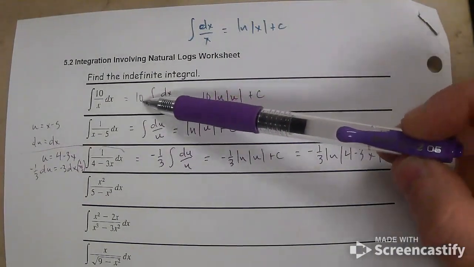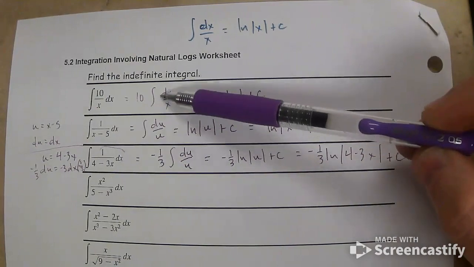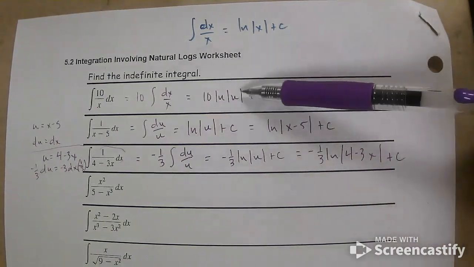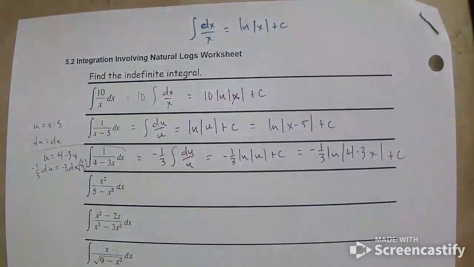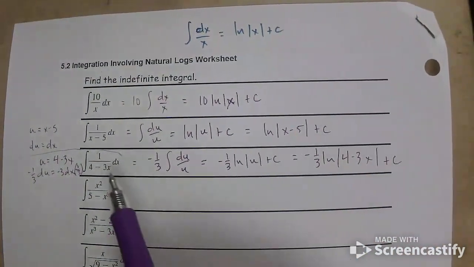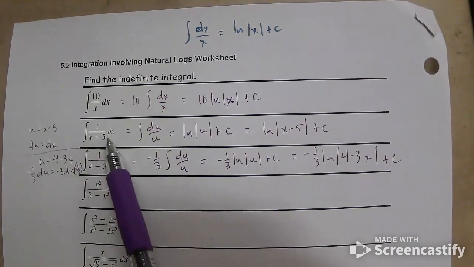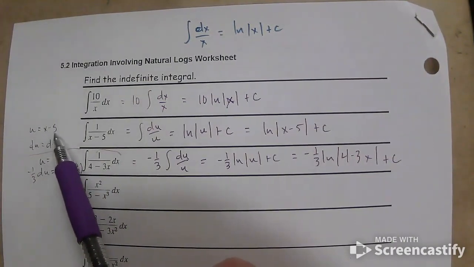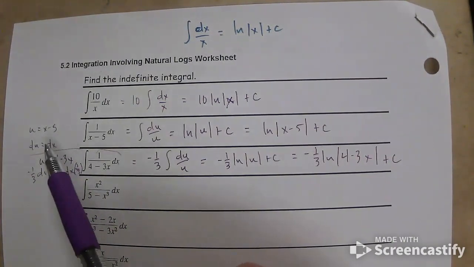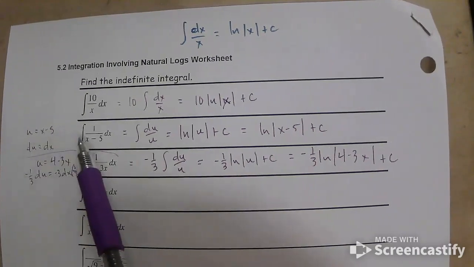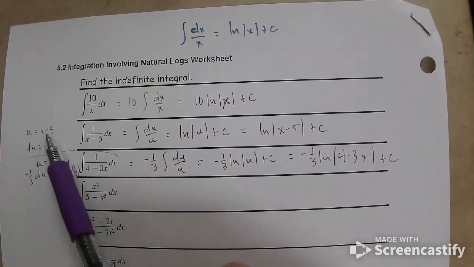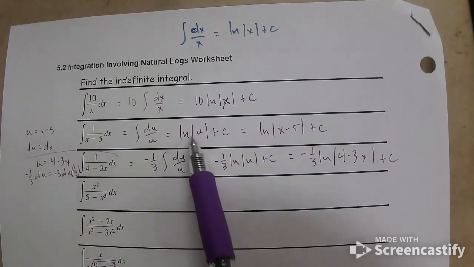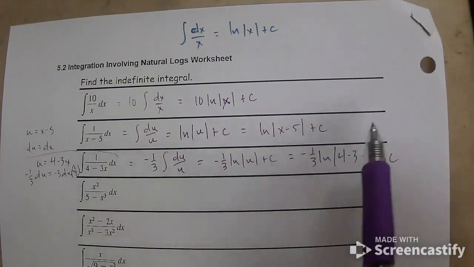So here we just pulled out a scalar of 10, and we recognize that it's the integral of dx over x, which is just going to be natural log of x plus c. Here, this has a derivative of 1, so we're going to be able to notice or hopefully recognize eventually that if what we're letting u, which is by itself in the denominator, has a derivative of 1, then it's really just going to be natural log of whatever that u is plus c.